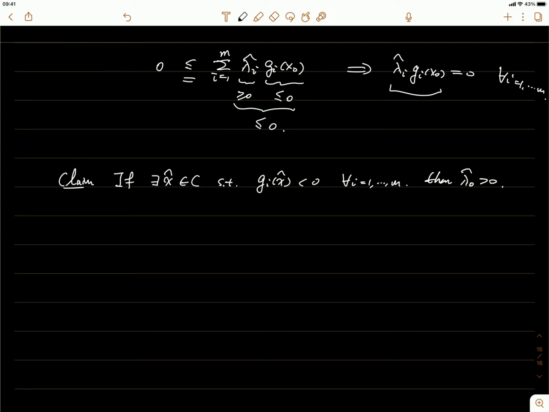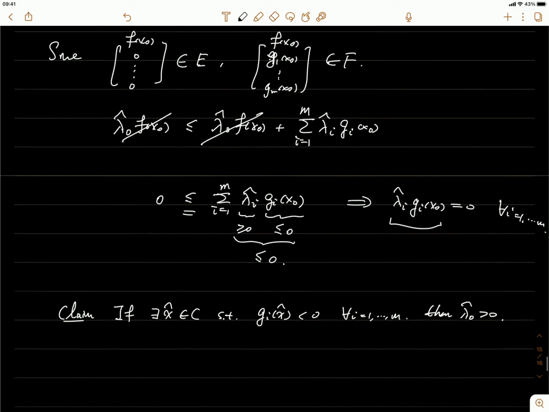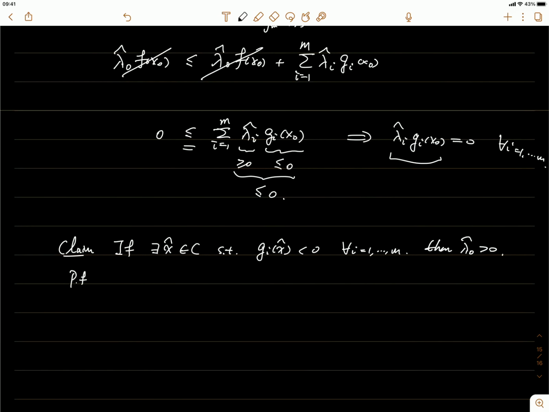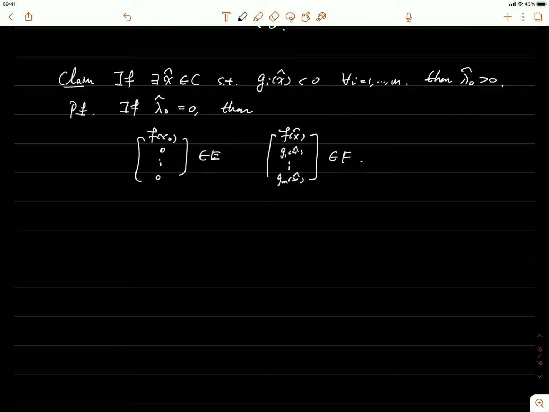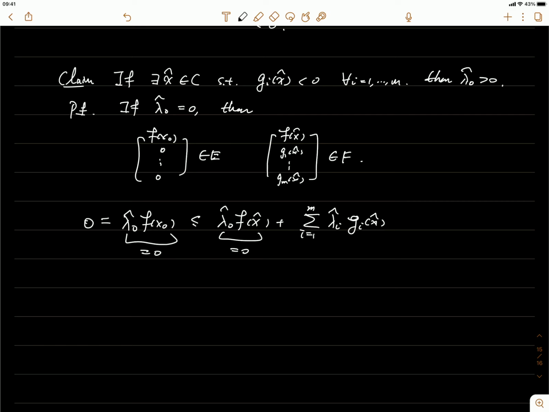Okay, why is that? The reason is, as the picture I showed earlier, if lambda naught hat is equal to 0, then realizing that the point (f of x naught, 0, 0) is in E, and for this x hat, I have (f of x hat, g1 of x hat, gm of x hat) in the set as well. And according to the definition of lambda, we know that lambda 0 hat f of x naught will be less than or equal to lambda naught hat f of x hat plus the sum from i equals 1 to m of lambda i hat g_i of x hat. We know this is true, but because lambda naught is 0, this is just 0. So this is essentially 0, and 0 is less than or equal to the right-hand side.